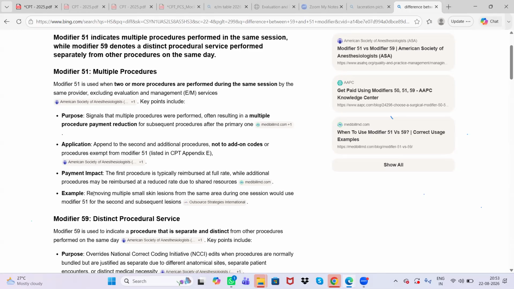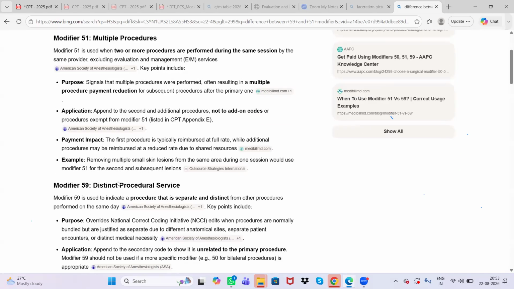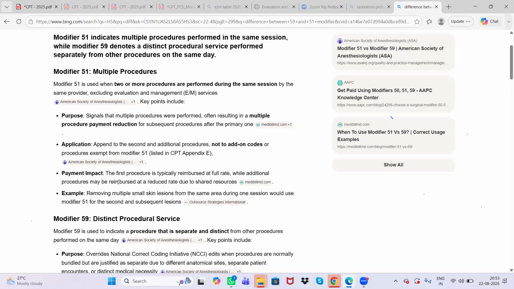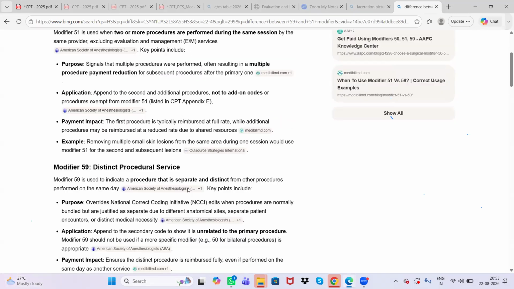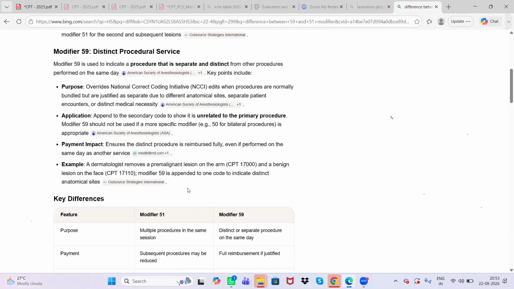I'll show you other examples as well. As of now, I have opened this for your understanding. Clear, ma'am? Next, 59, distinct procedural service. It is not required to be in the same session. Different procedures are being performed. It can be in different sessions as well. So here, distinct procedural services.